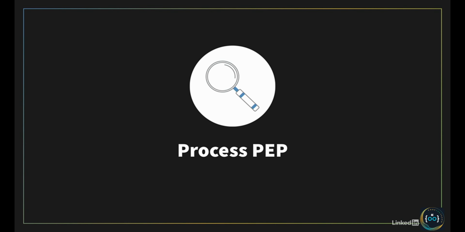A process PEP describes a process surrounding Python and applies to areas other than the codebase itself. They usually do require community consensus, and users must follow them as best they can. Examples include procedures, guidelines, changes to the decision-making process, and changes to the tools or environment used in Python development.